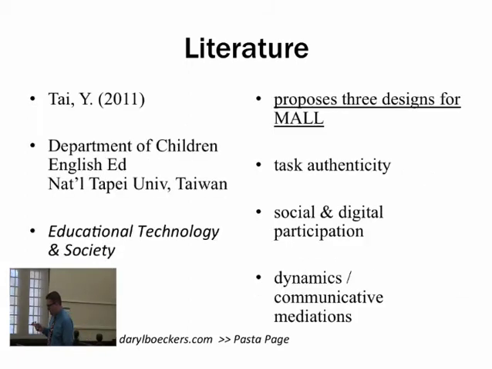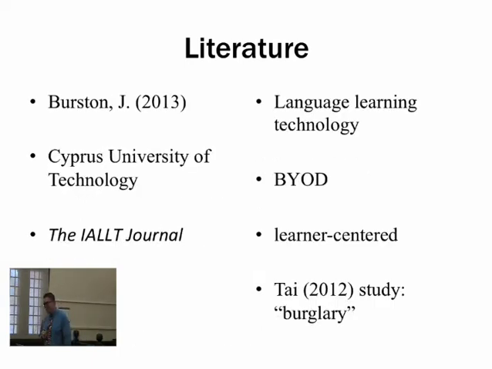One more quick study here from EdTech and Society is they look at 3 designs here by Ty in 2011 as having kind of 3 different designs: task authenticity, social and digital participation, and dynamics or communicative mediation. So in this analysis, they talk about there being kind of three designs in a traditional MAL study. A critic of MAL is a guy named Jack Burstyn out of Australia, according to this publication.